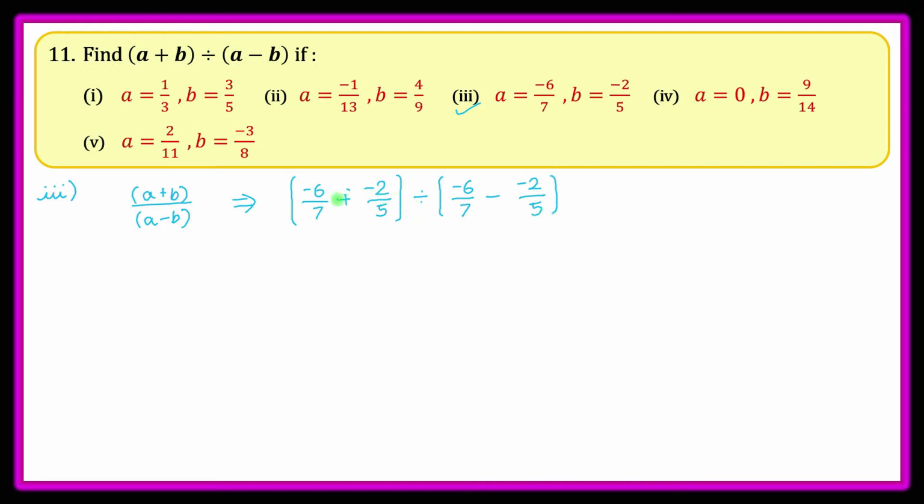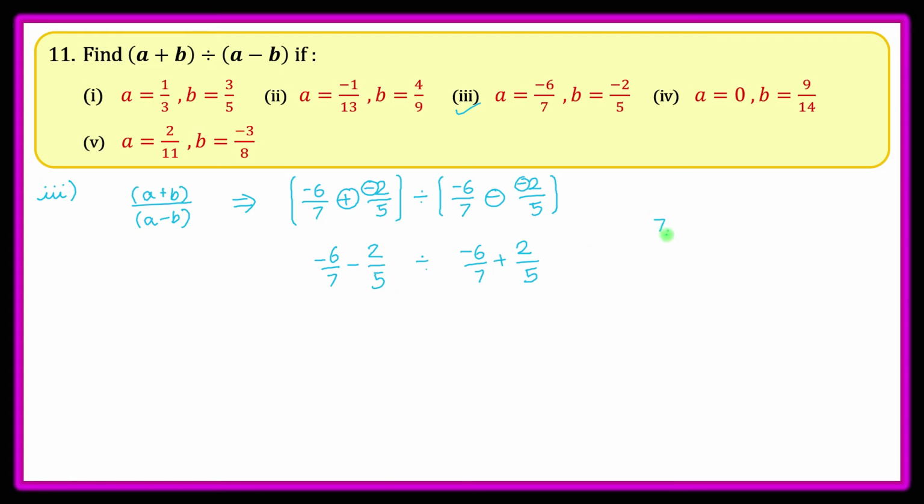So now let's see. As plus multiplied by minus is minus, we can write it like this also, minus 6 upon 7 minus 2 upon 5, for the bracket, and divided by, here minus into minus is always plus, so I can write minus 6 upon 7 plus 2 upon 5. So I have changed these signs now. Here plus has become minus and minus has become plus, and negative 2 upon 5 has become positive 2 upon 5.